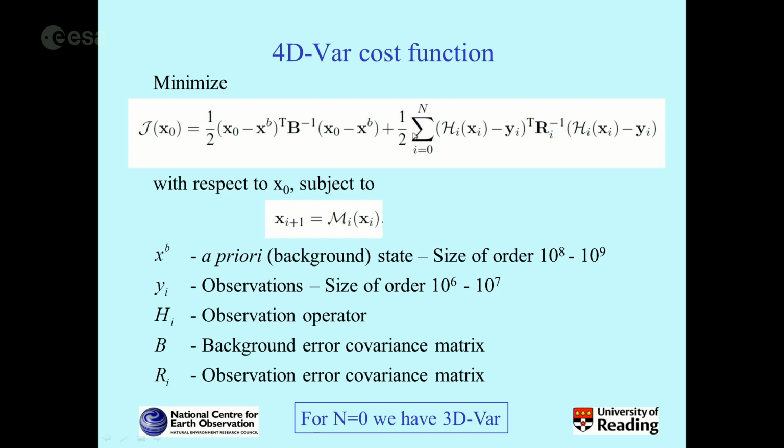If we assume that all the observations are at the same time, n equals 0 here, then we have what's called three-dimensional variational assimilation, or 3D-Var.